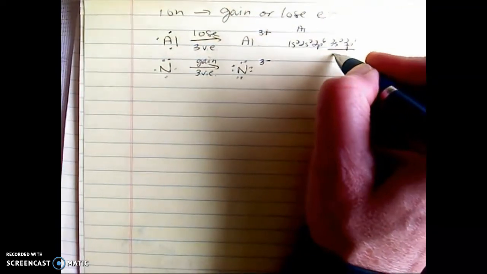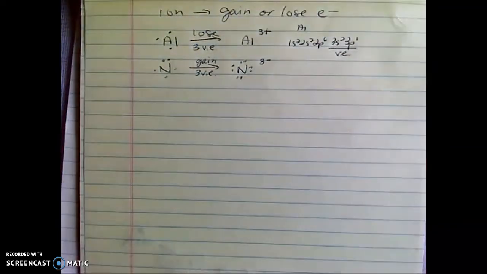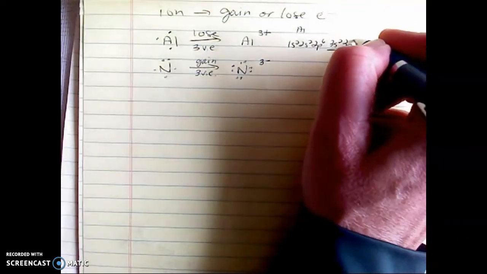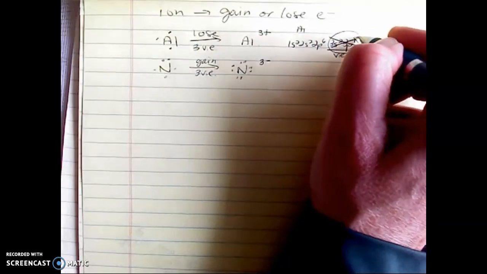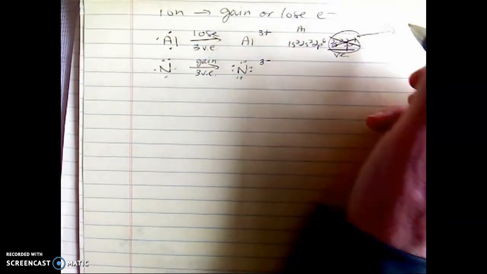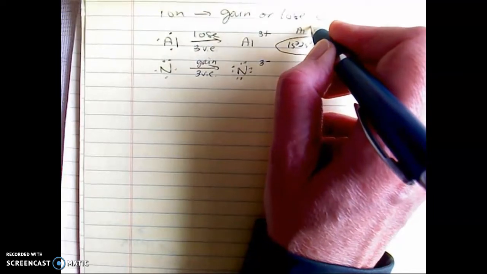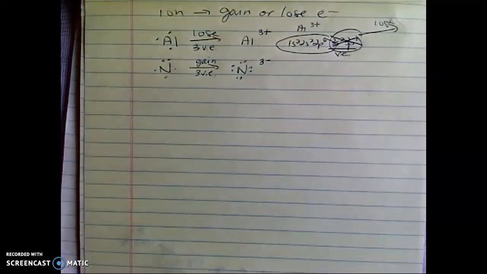Well, these right here are your valence electrons. It wants to lose 3. So those 3 are going to disappear. Those are the ones that are lost, which means this is your aluminum 3+. 1s2, 2s2, 2p6. Notice it is now full. That's most stable. Okay.